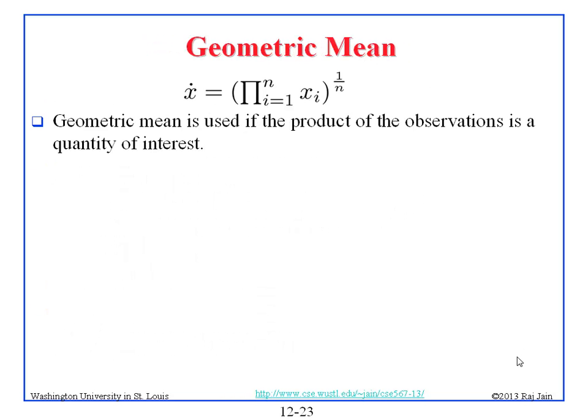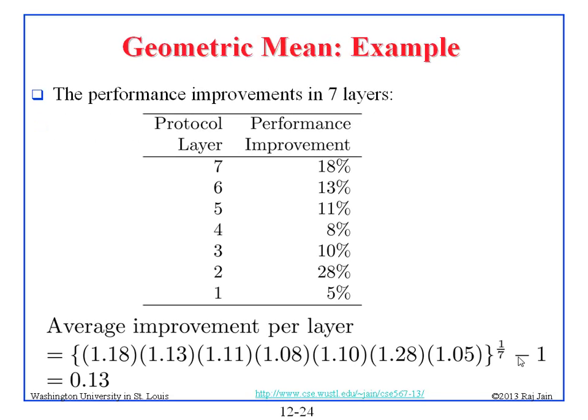Now mean itself is of many different types. First, there is the arithmetic mean that we just saw a minute ago, that is simply adding the numbers. But then there is also a geometric mean. The geometric mean is obtained by multiplying and taking the nth root, and it is used if the product is of interest, and we'll see examples in a minute. So the performance improvement in 7 layers is as follows.